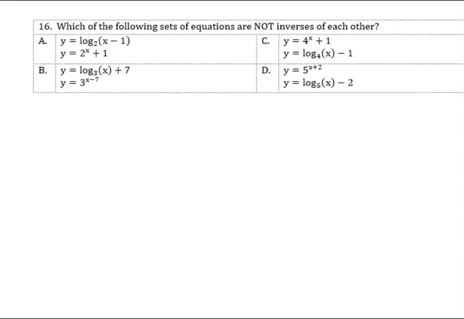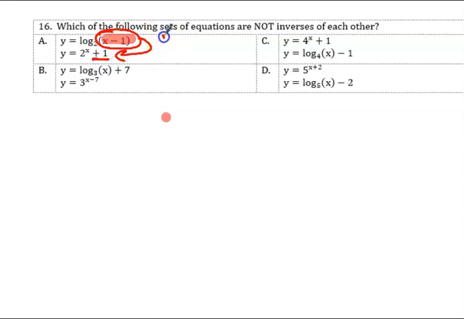Here we go. Which of the following sets of equations are not inverses of each other? Okay, so we got to look at the differences between these problems. So I'm trying to look at patterns and see what's going on. So when x minus 1 is in there, what does that actually mean, right? Compared to when it's x plus 7. Do you guys see how one, the parentheses is on the inside, and one, the number is on the outside, okay? So when the parentheses is on the inside, well, what's the opposite of minus 1? Well, that would be plus 1.